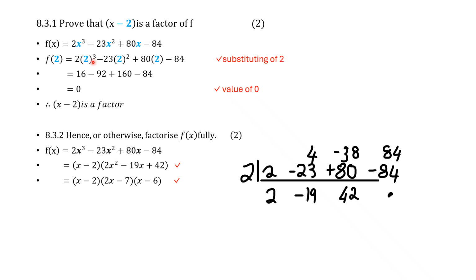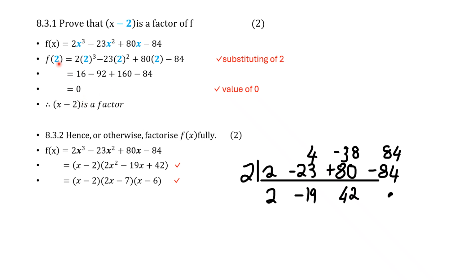x cubed becomes 2 cubed, x squared becomes 2 squared, x becomes 2, and then negative 84. So 1 mark for substituting 2. 2 cubed gives me 8, times 2 is 16. 2 squared gives me 4, and 4 times 23 is 92. 2 times 80 is 160, minus 84. So 16 plus 160 gives me 176. Minus 92, minus 84 also gives me 176. So 176 minus 176 becomes 0.